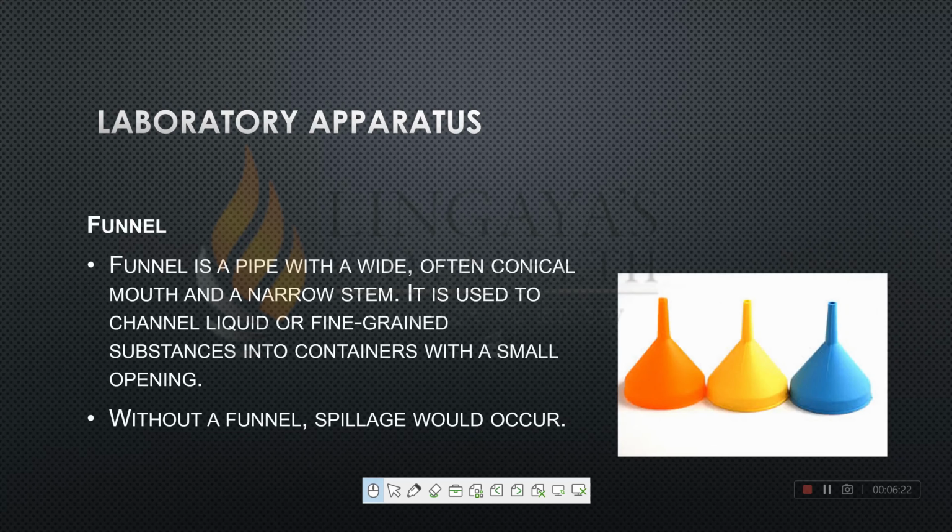Now funnel, you can see. A funnel is a pipe with a wide, often conical mouth and a narrow stem. It is used to channel liquid or fine-grained substances into containers with small openings. For containers which have a very small opening, we know that if we transfer the solution directly, it will spill somewhere. So if we don't want spillage of the solution, we use a funnel to transfer any kind of solution into a narrow-mouthed container. So this is what a funnel is.